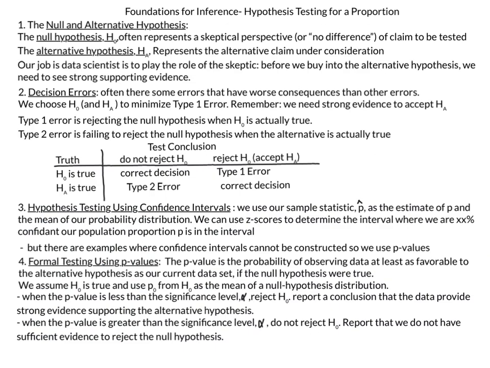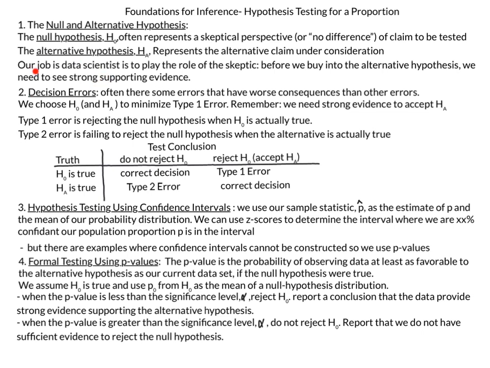To review what we've covered in this video, we talked about hypothesis testing for proportion. First, we introduced the null and alternative hypothesis. These are two competing hypotheses. Only one is true, and in fact, one of them literally says the other hypothesis is wrong. So the null hypothesis often represents the skeptical perspective, the one that's kind of safe or says there's no difference, nothing interesting happening. The alternative hypothesis says, wait, no, there's an alternative to what we generally believe or generally hold. And our job as data scientists is to play the role of skeptic. So before we buy into a new alternative hypothesis, we need to see some supporting evidence, strong supporting evidence.